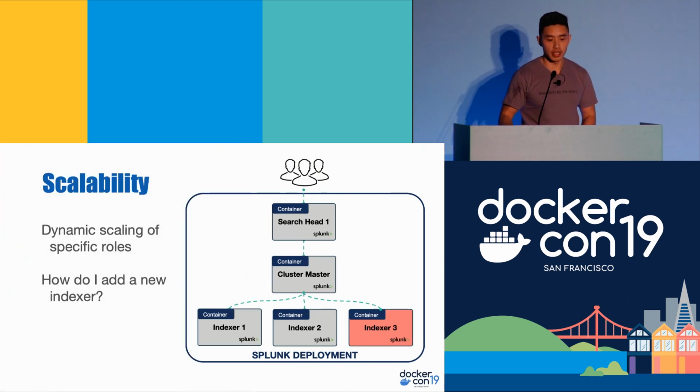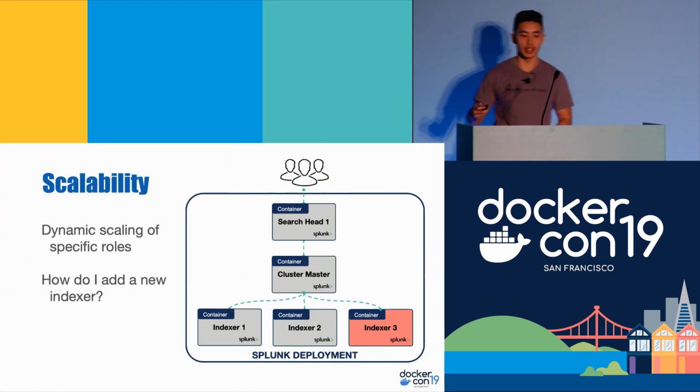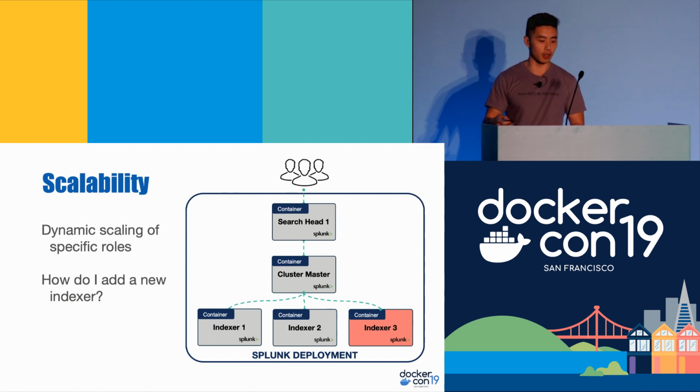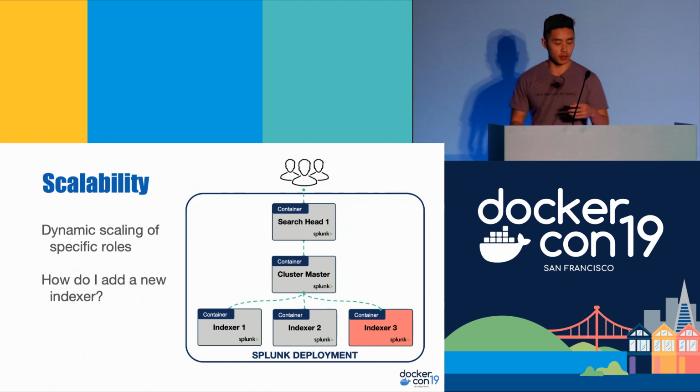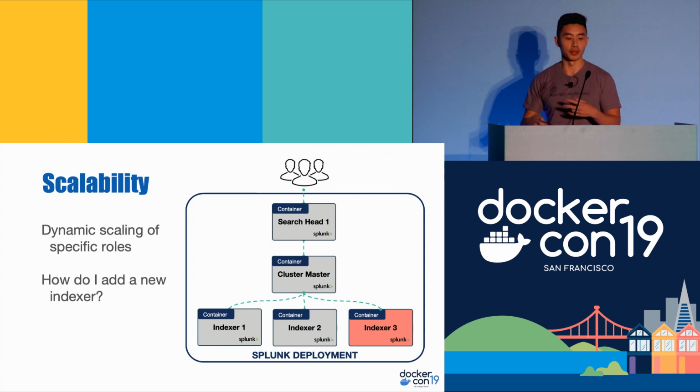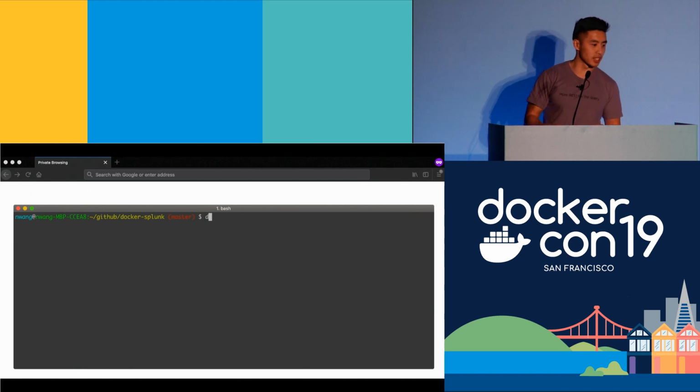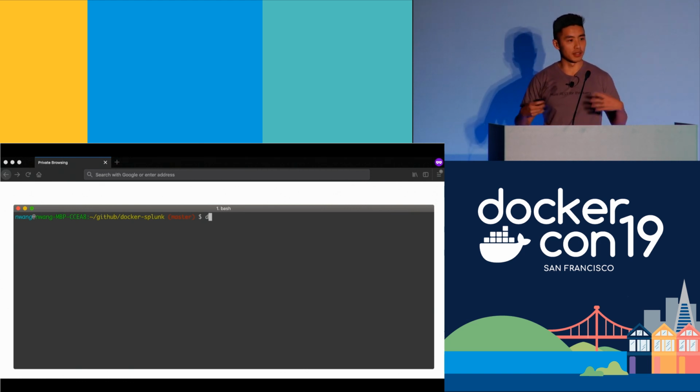So scalability. How do we think about when things scale, or how do we do dynamic auto-scaling for us? For the example I showed before, how do I add a new indexer to the same deployment that I've previously created? So we can actually take a little demo of this, and you can kind of see all the pieces of this coming together and how we bring it to surface.